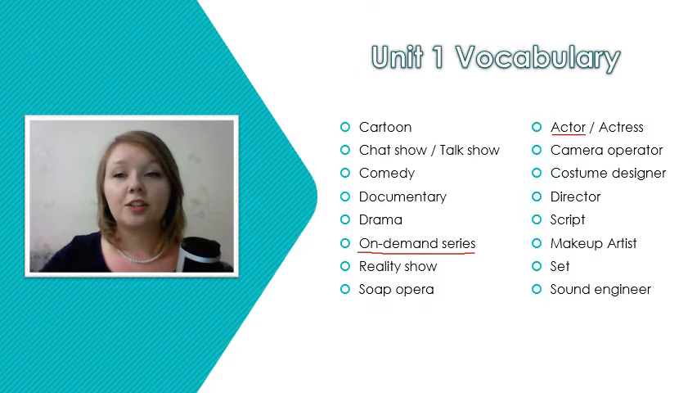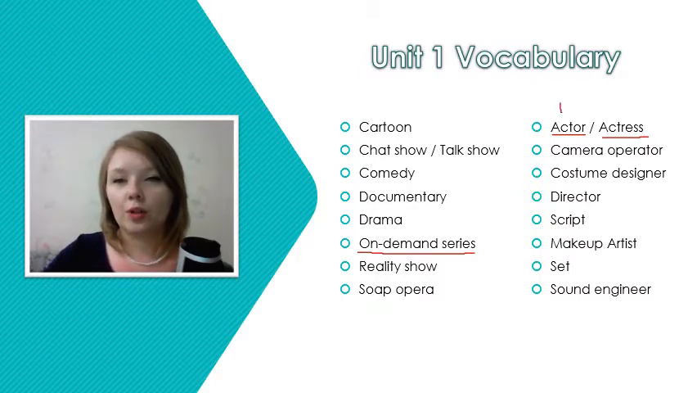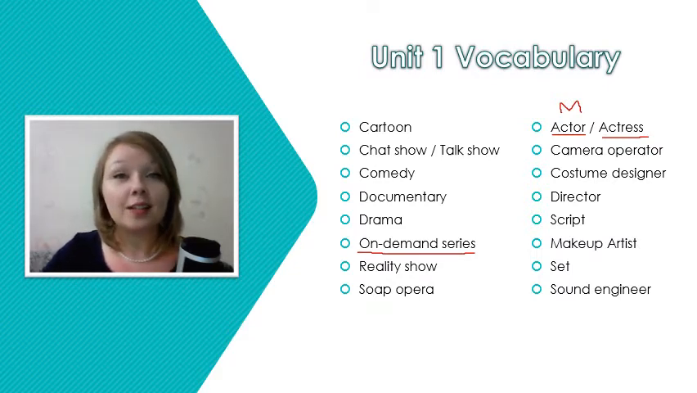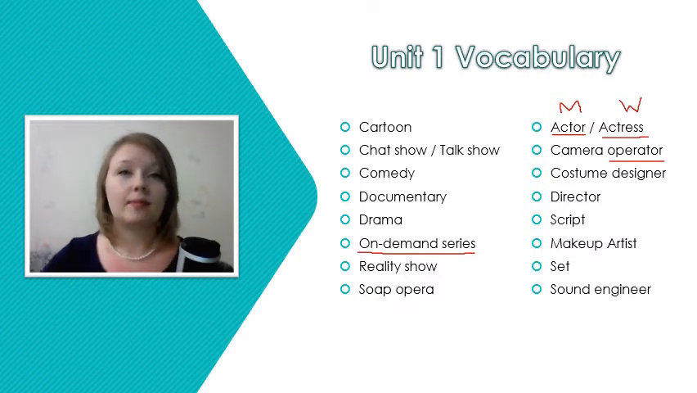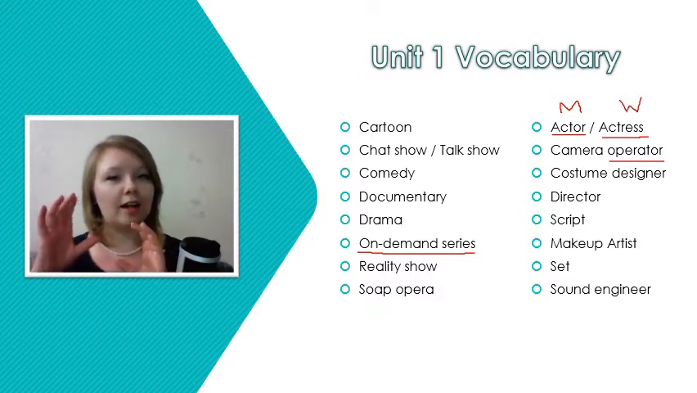First, let's look at actor and actress. If you remember, an actor is the word that we would use to describe a man who acts, and actress is the word we would use to describe a woman who acts. So try not to confuse those. Next we see operator. Camera operator. To operate means to use or to work. So if you are the camera operator, you are the person holding the camera and recording.